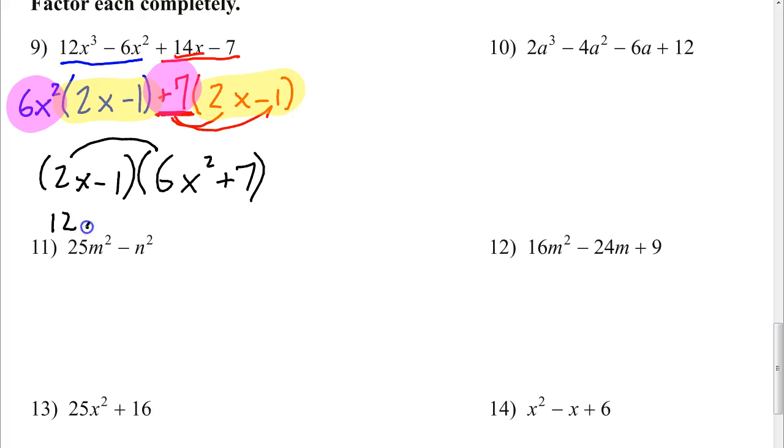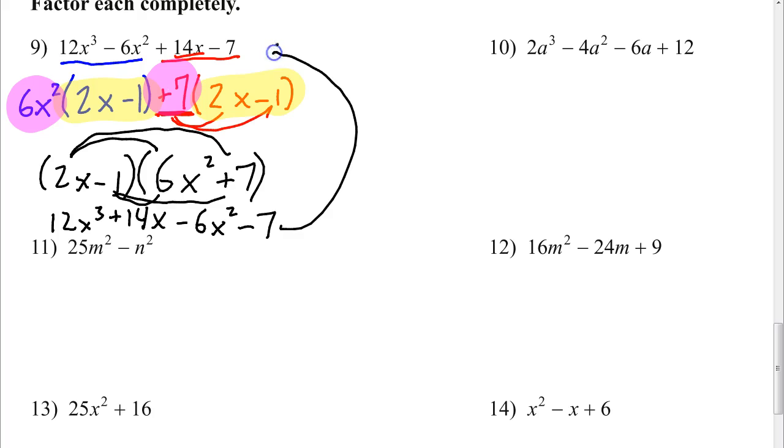All right, that's 12x to the third. Multiply these two. All right, that's 14x. Multiply these two. Well, that's negative x squared, 6x squared. And multiply these two and minus 7. So you can see how it equals the original. Even though the middle two are in a different order, it does not matter. It's still the same thing. Always do a check just to make sure.